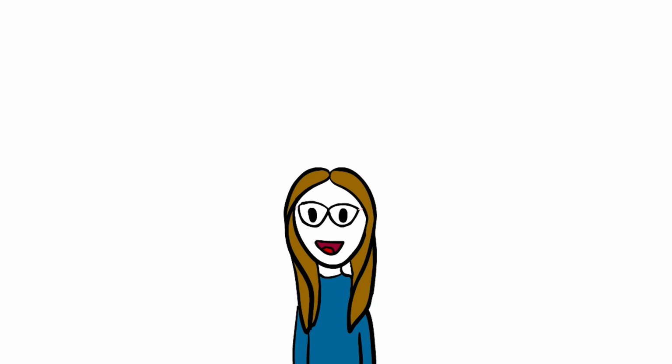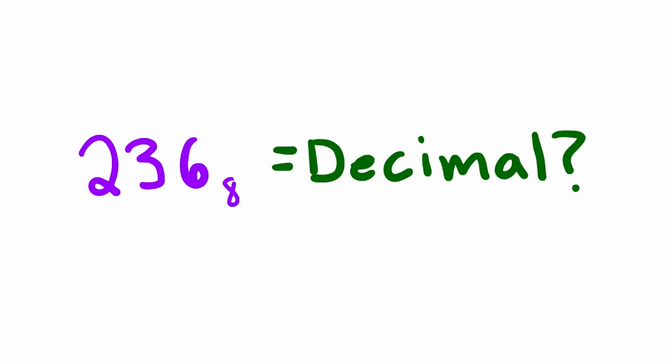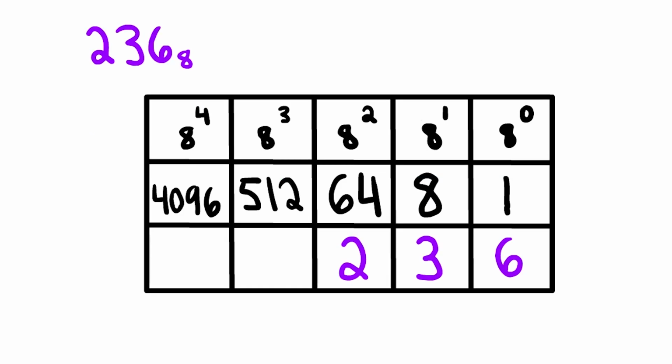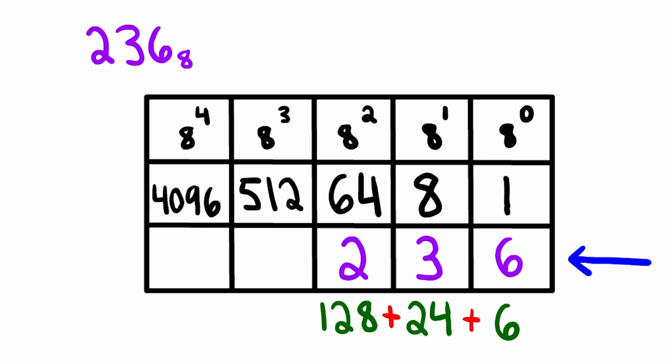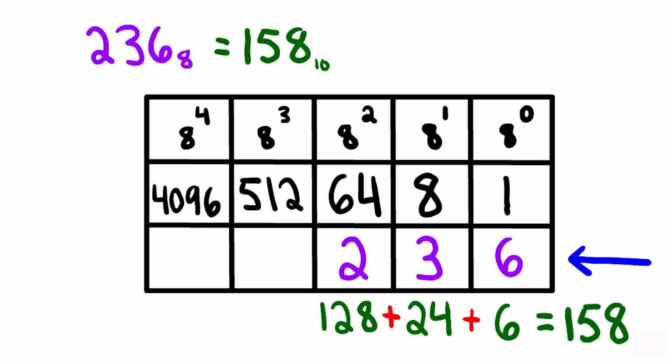Now, I'm going to get you to do this on your own. What is 236 octal in decimal? Alright, just like the last one, here's my table. I've put our number 236 at the bottom. Now I'm going to multiply 6 times 1, 3 times 8, and 2 times 64 and add them all together. So my answer is 158.